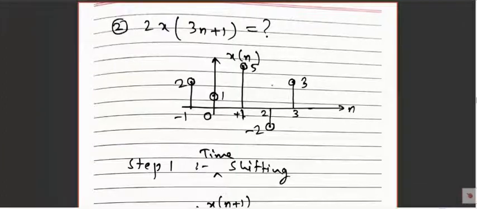Okay, first shifting, that means x of n plus 1. Plus 1 is there, so we have to shift the sequence on the LHS by 1 unit.